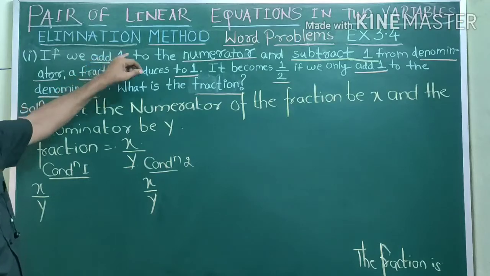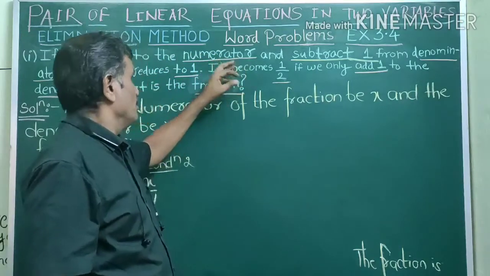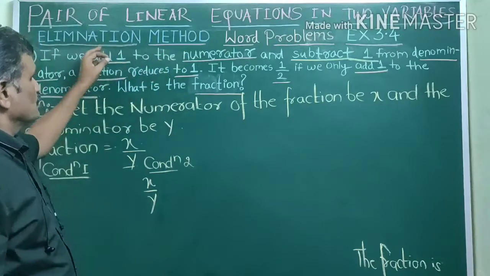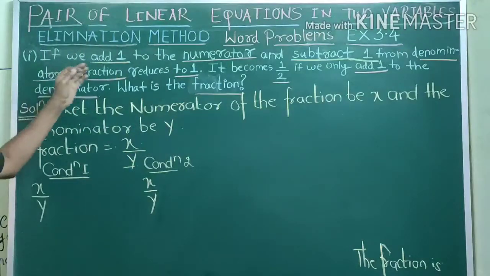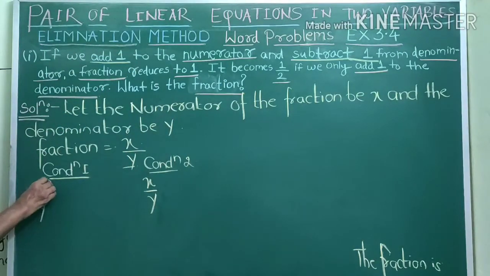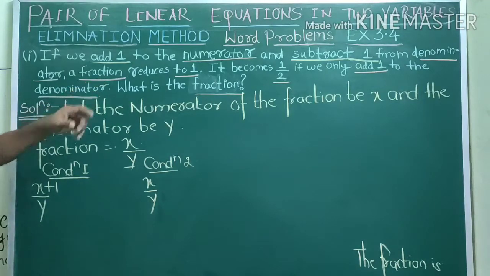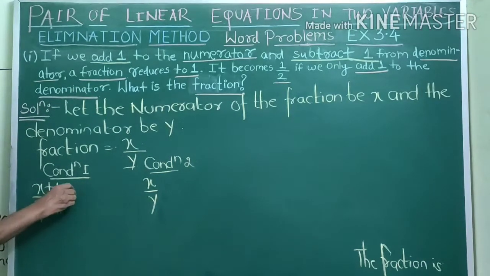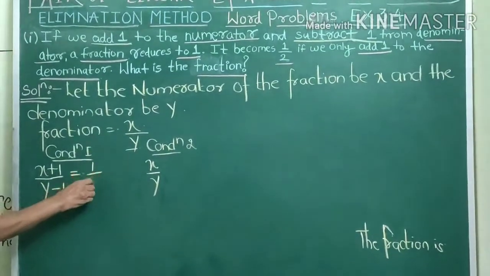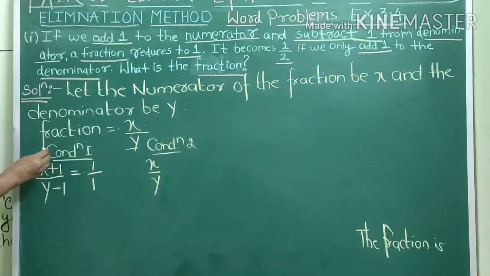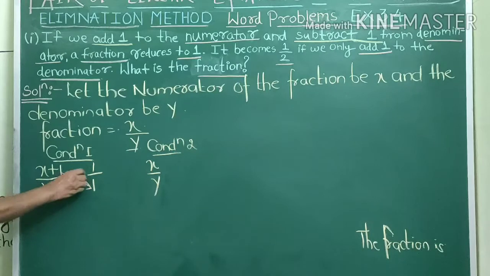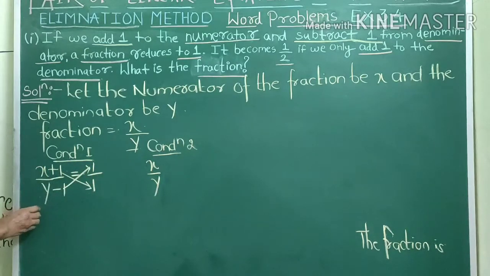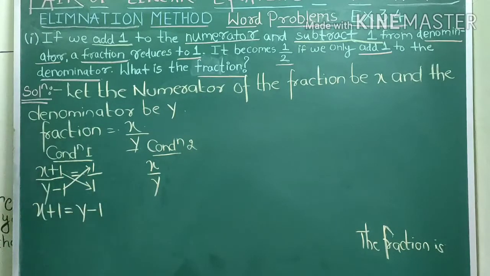Now, let us see the first condition. If we add 1 to the numerator and subtract 1 from the denominator, the fraction reduces to 1. So condition 1 I am utilizing. I have added 1 to the numerator and subtracted 1 from the denominator, so what I get is (x plus 1) by (y minus 1) is equal to 1, that is, x plus 1 is equal to y minus 1.